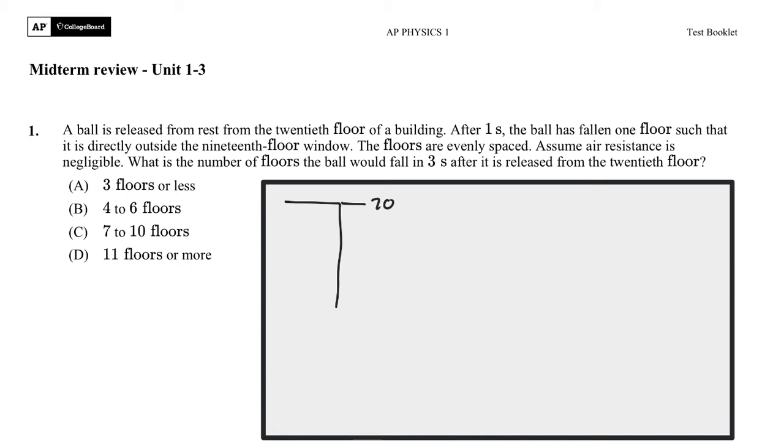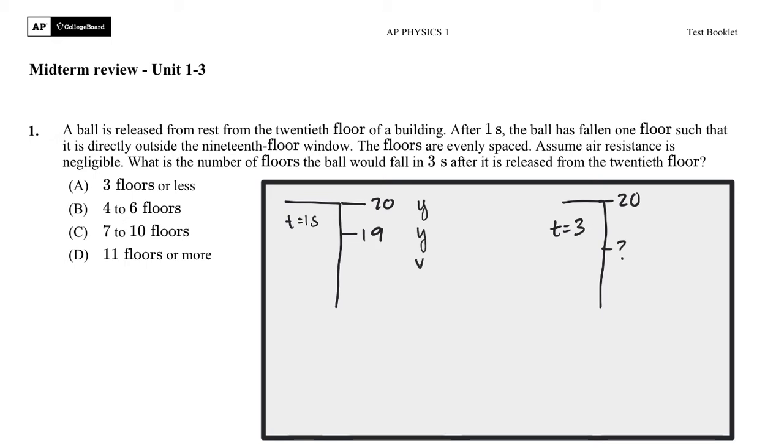What is the number of floors the ball would fall in 3 seconds after it is released from the 20th floor? So they give us 2 scenarios, so that means I'm going to draw 2 pictures. So if I draw 2 pictures, that means I should have 2 toolboxes. Okay, so in the first scenario, the ball drops in 1 second to the 19th floor. And this is in 1 second, so time equals 1 second. The second scenario, time equals 3 seconds, but we don't know where it goes.